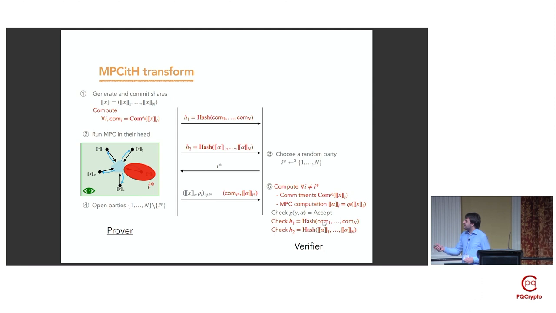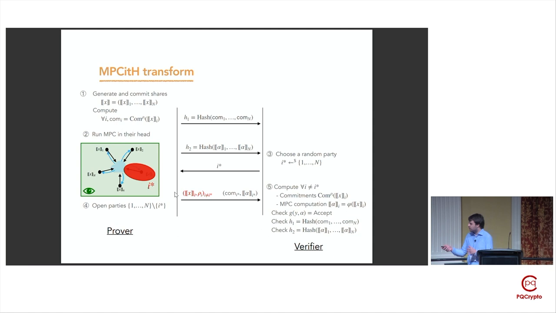We can apply the same optimization to the broadcasted values. We can send only a hash of them, and the verifier will be able to recompute them for all the revealed parties. So the prover just needs to send the broadcasted value of the hidden party. Now, the bottleneck in the communication size is revealing the n minus one input shares. How will we proceed to decrease this cost?